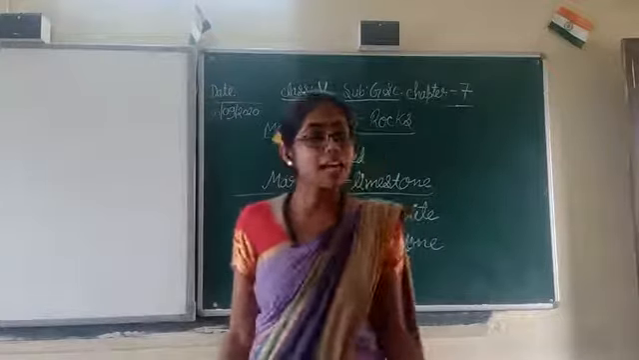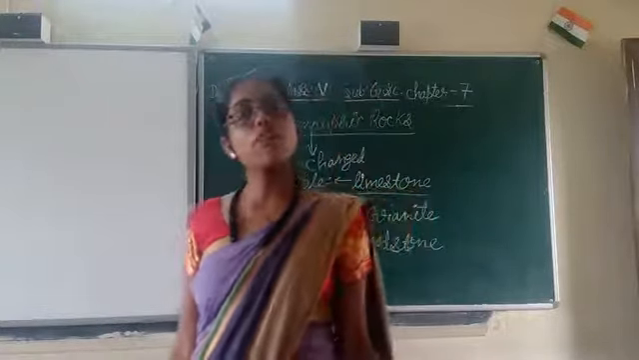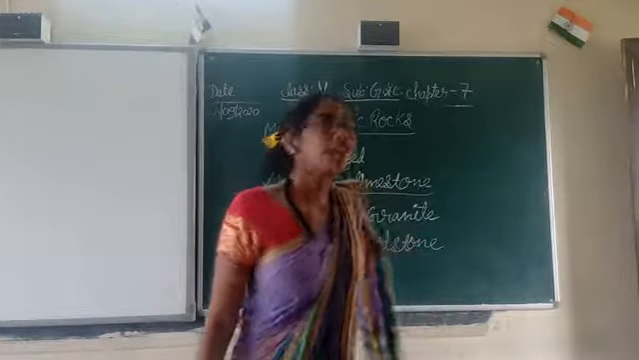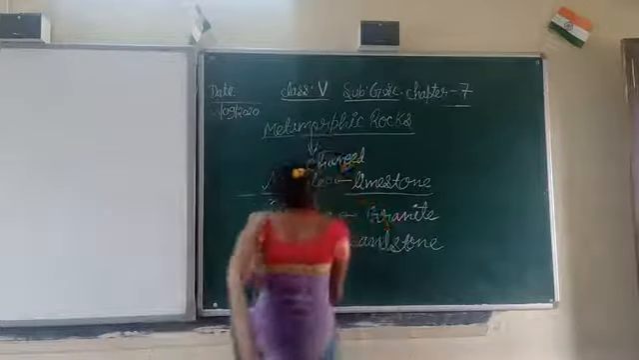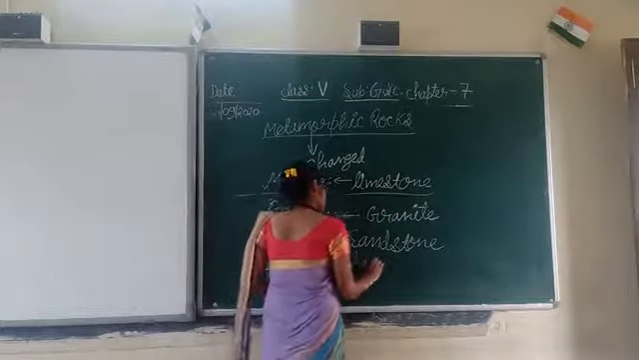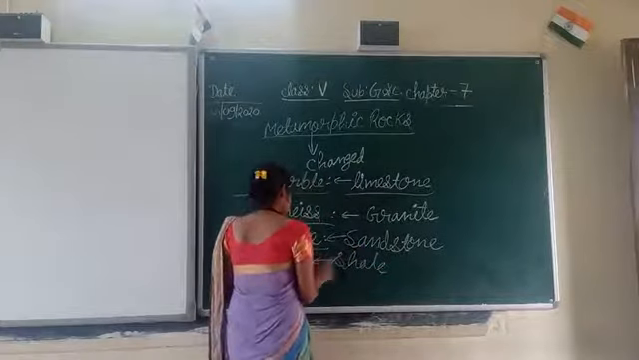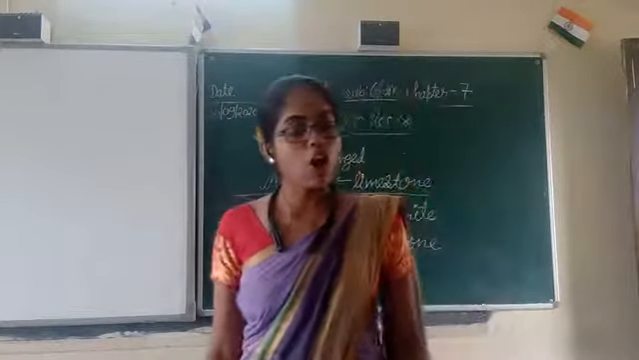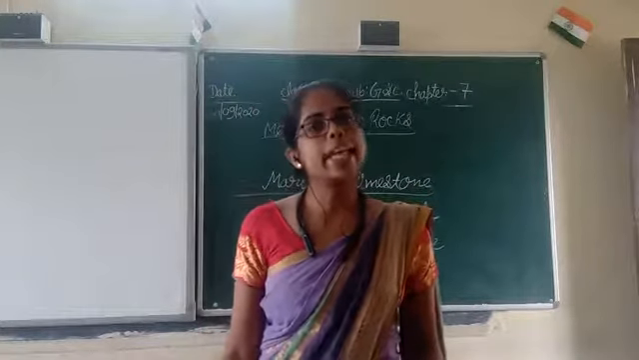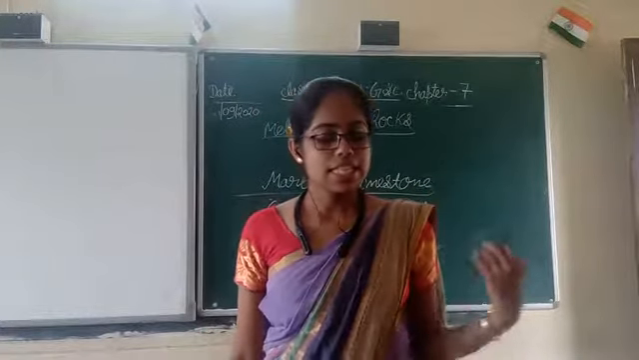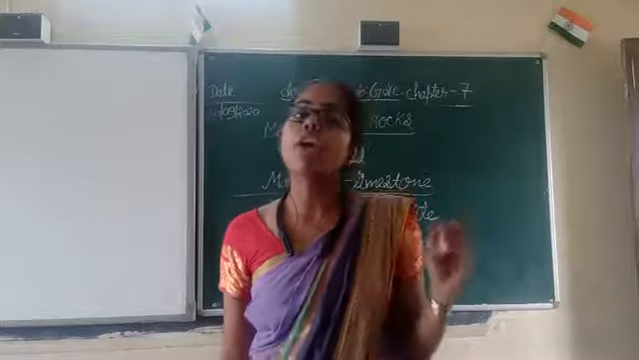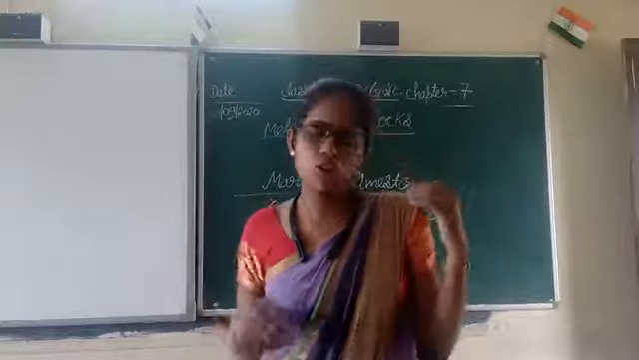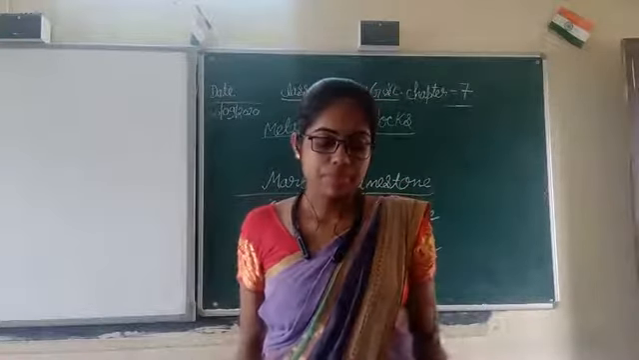Now, next example of metamorphic rock is slate. Slate is a metamorphic rock usually formed from a fine sedimentary rock clay, which is known as shale. How is slate formed? Slate is formed from shale. It is formed under low heat and low pressure. Not very high heat and very high pressure, no, very low heat and low pressure.